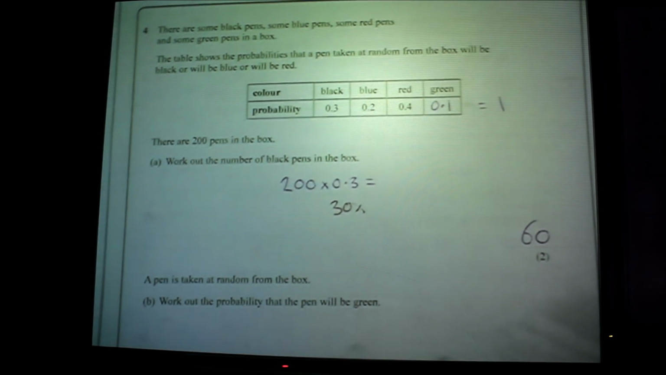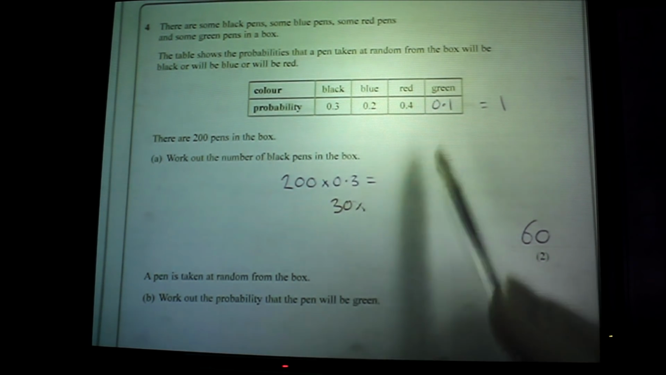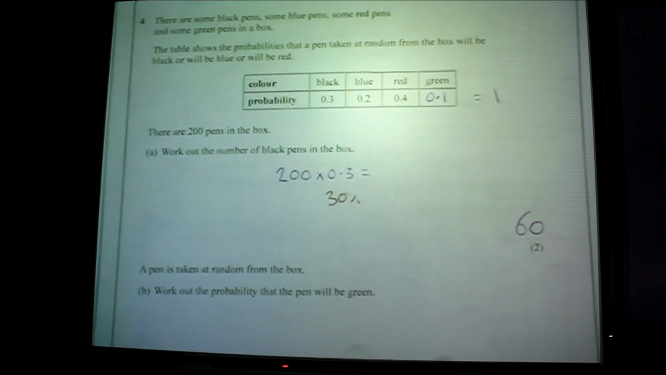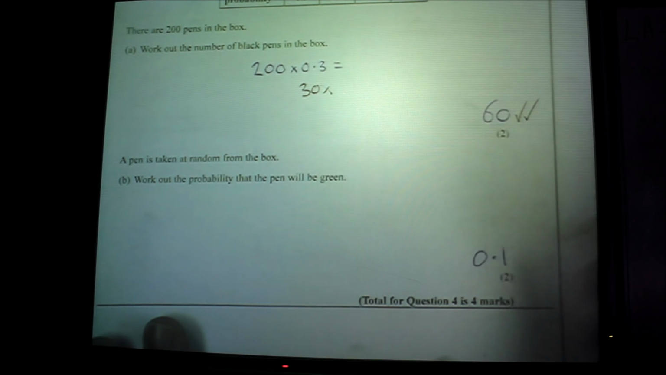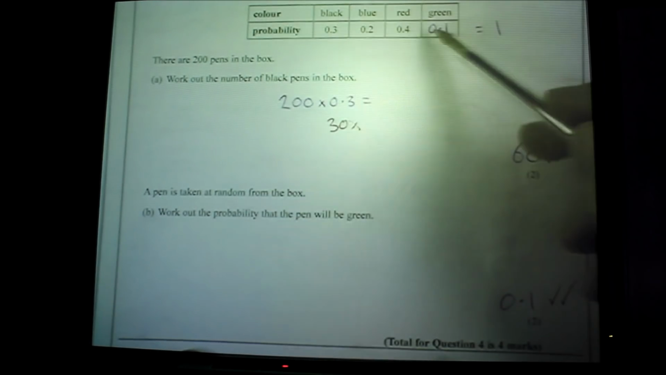The next one, a pen taken at random from the box, the probability it will be green is, as we discussed there, 0.1. Some people put in things like 10%, that's fine. You put in 1 over 10, that's fine. But I don't see why you'd want to change it from the format it's been given to you in. So leave it at 0.1.